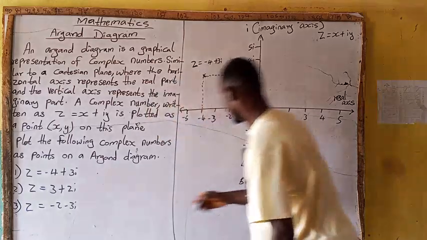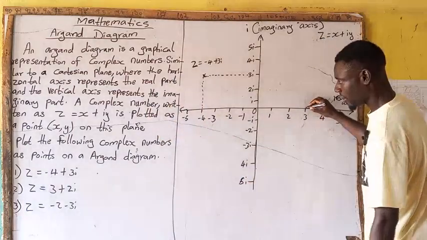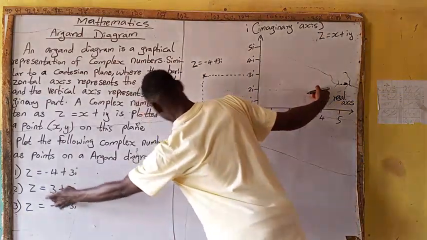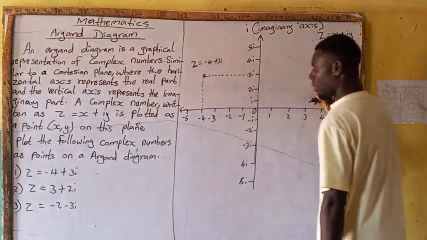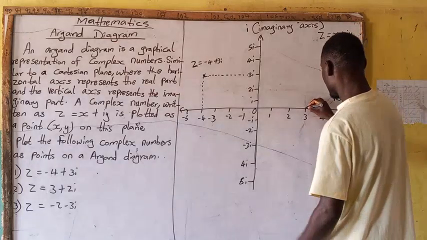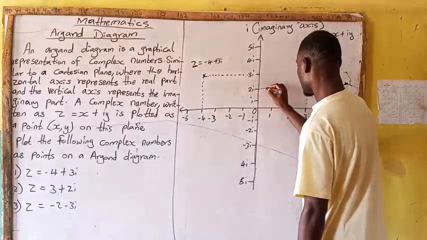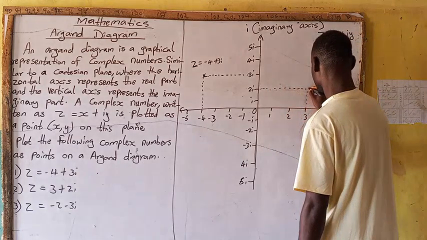Now let's go to the second one. The second one is positive 3. You start from here. You see now? The real number here is 3, so you come to 3. The imaginary number is +2, that means I'm going up. Look at +2i here. You trace.